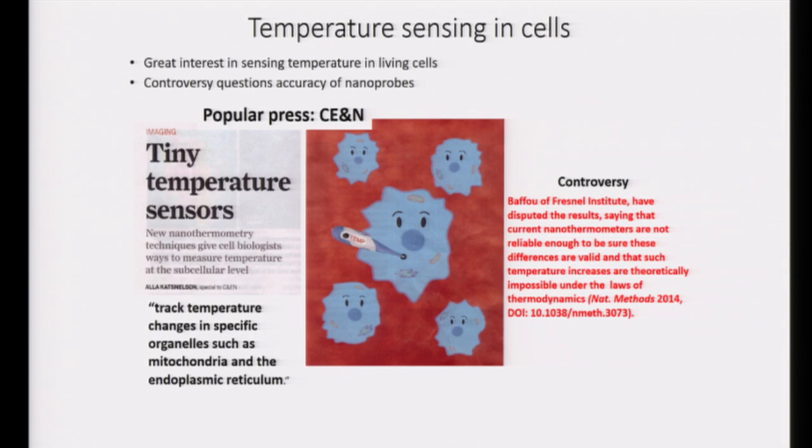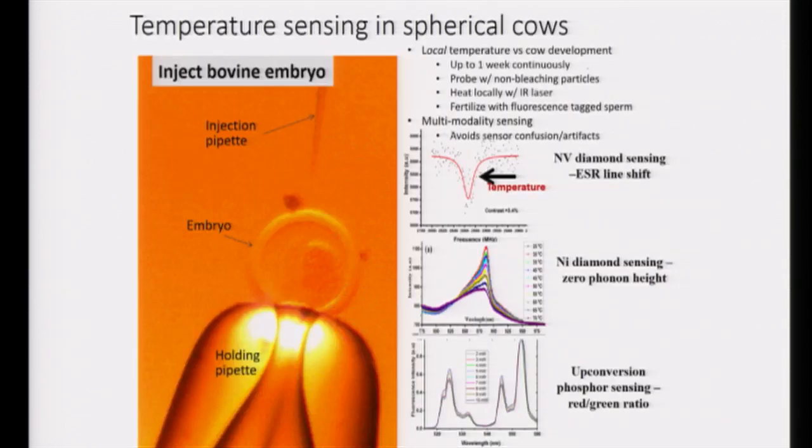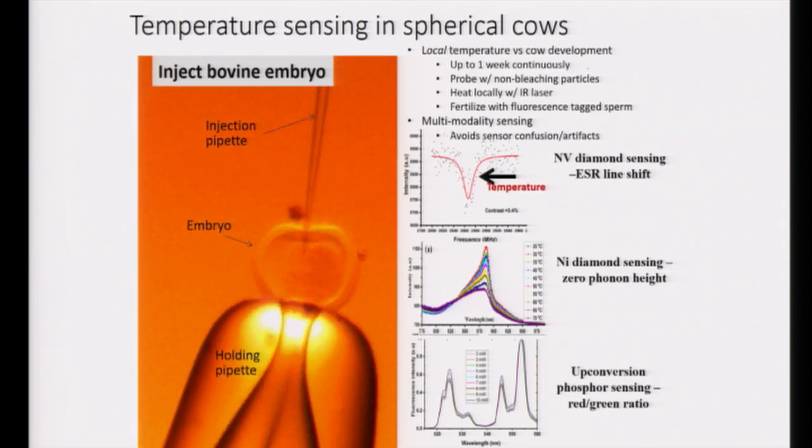Okay, so after a while, it occurred to us that you simply have more than one technique. So here's a bovine embryo, which we inject, and we put different types of particles. We put diamonds, which have nitrogen vacancies, nickel vacancies.